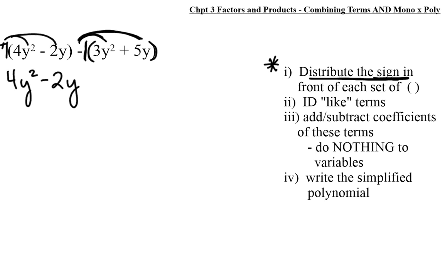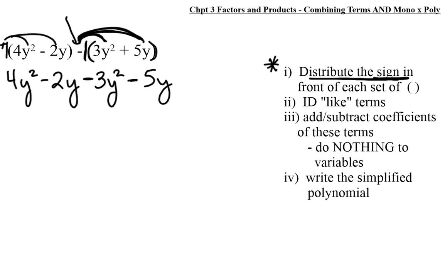So negative 1 times 3y squared now becomes a negative 3y squared. Negative 1 times positive 5y is a negative 5y. So it's distributing the negative sign. We see it starts to change signs. That's where you have to be careful.